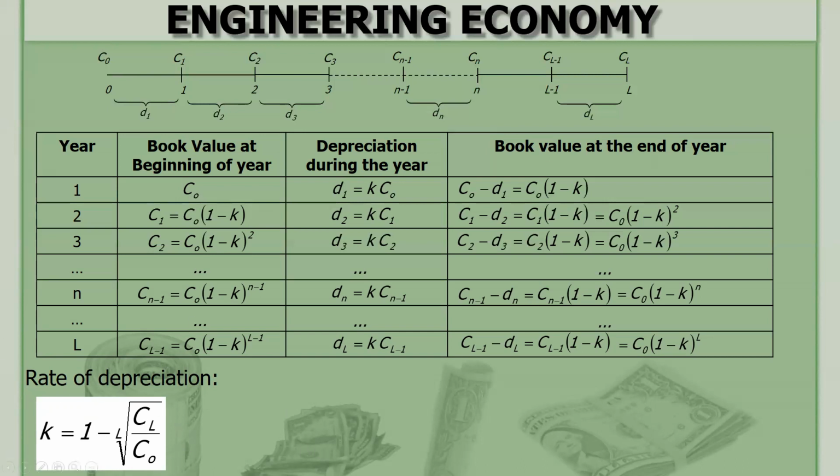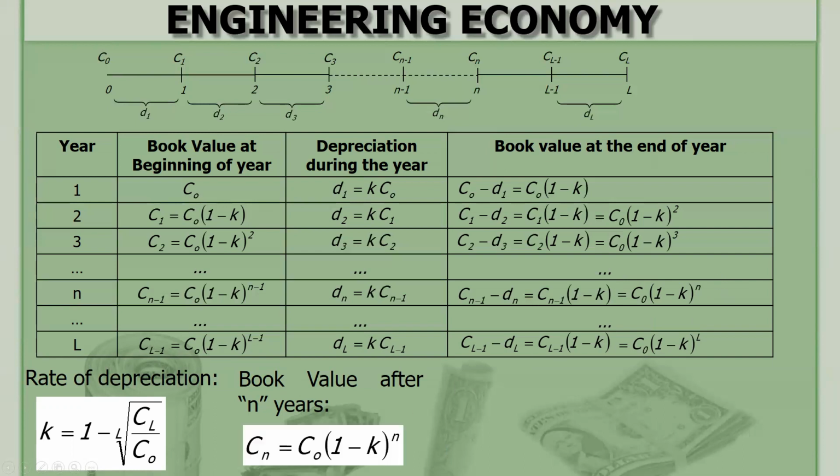So after solving for K, you can now determine the depreciation in any given year, the total depreciation, and the book value. Book value after any number of years, this one. This is the book value. So you can solve for the book value, okay? You already have solved for K. From this one, you already have the value of K. So substitute the given, and given a number of years, you can solve for the book value.